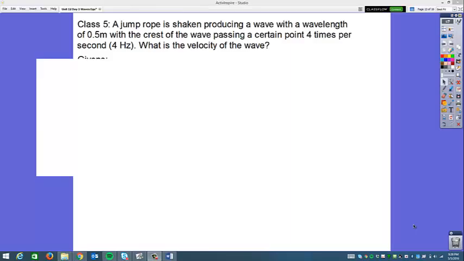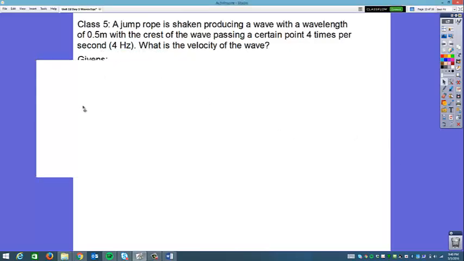All right, last part I want to go over is just a couple example problems for you guys. So this one is number 5 in your homework packet. It says a jump rope is shaken, producing a wave with a wavelength of 0.5 meters, with the crest of the wave passing a certain point 4 times every second. Since they're telling you that that is 4 times, that's the number of cycles per second. So that's your time frame. So that's going to be your frequency, because remember, your frequency is the number of crests in a certain amount of time. I want to solve for the velocity.